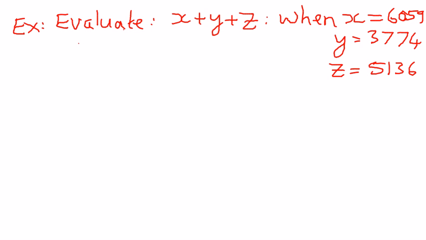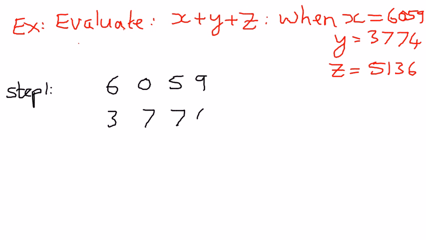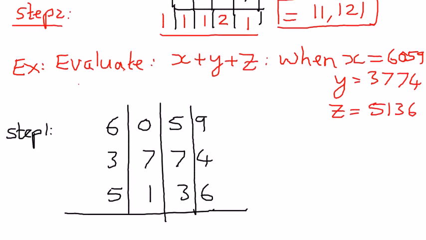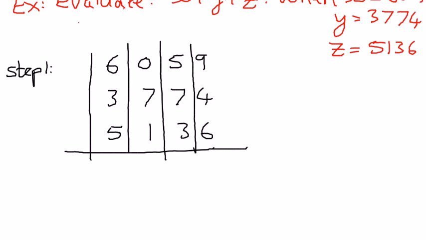So let us start with our different steps. Step number 1. We're going to write these three numbers down. So let's write the first number, 6059. The second number is 3774, and then the third number is 5136. So this is what we have. According to our place value, if we were to draw lines between these numbers, this is how it looks.